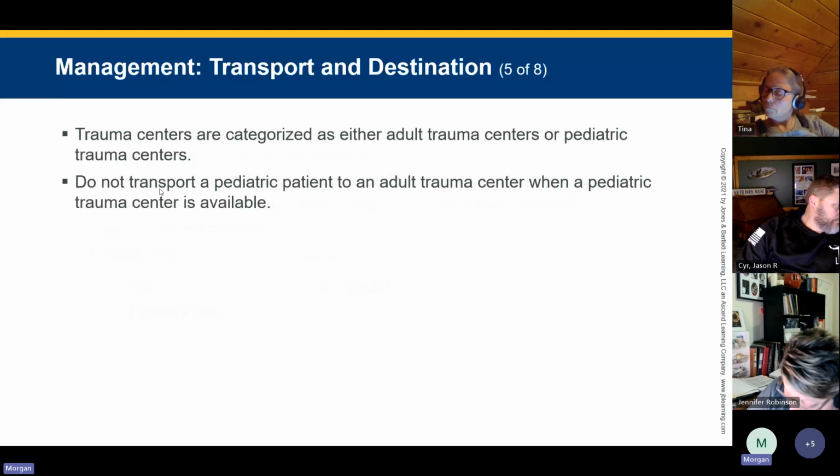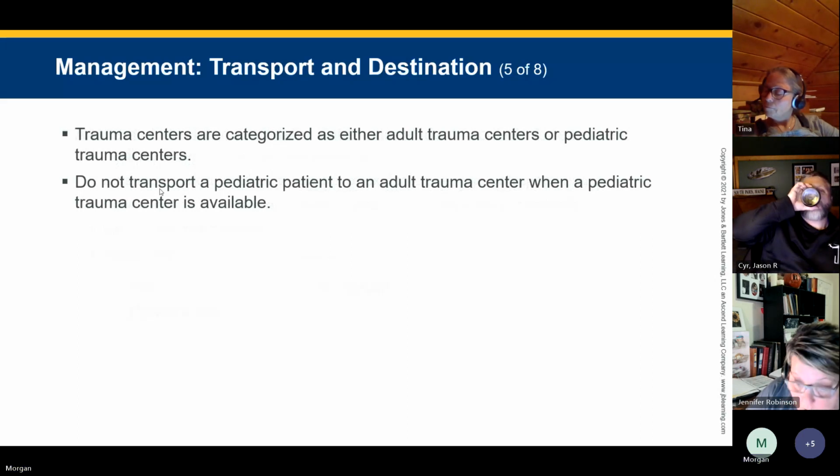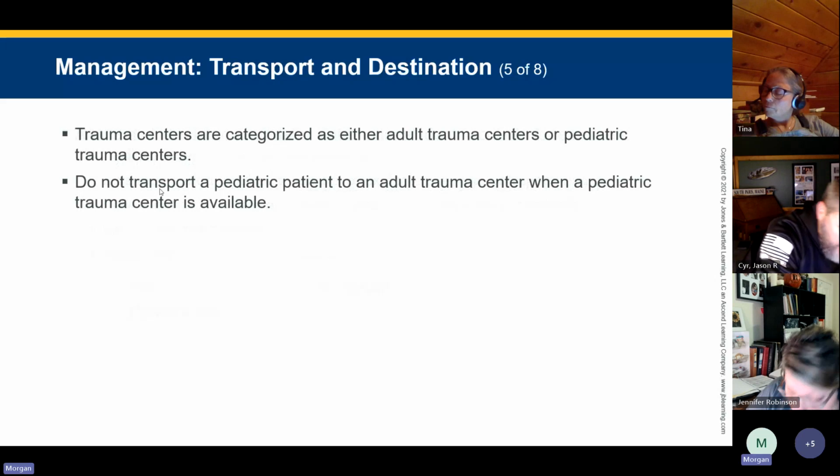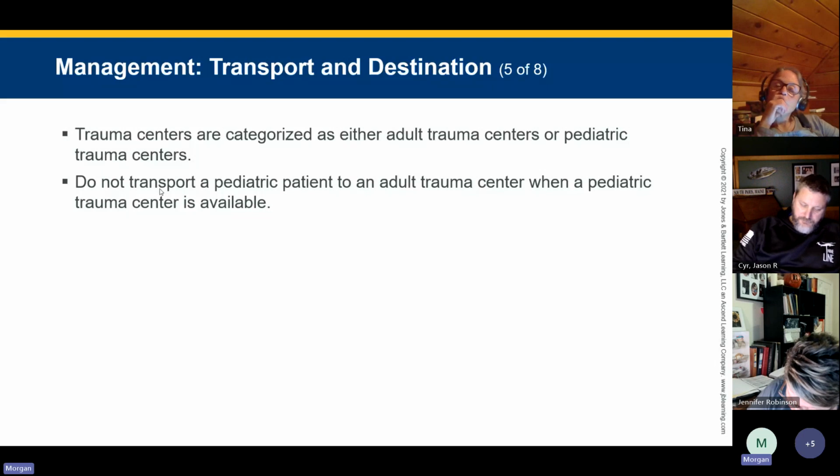Trauma centers are categorized as either adult trauma centers or pediatric. Like Dartmouth has a pediatric hospital. And there's a rule: do not transport a pediatric patient to an adult trauma center when there's a pediatric trauma center available. That's kind of common sense. But if you have an adult, the nearest appropriate facility is always the golden answer.